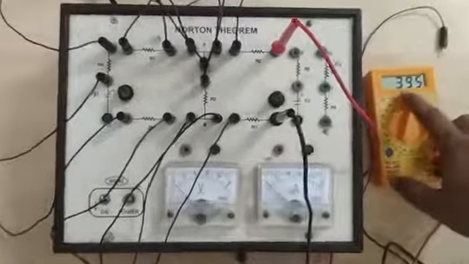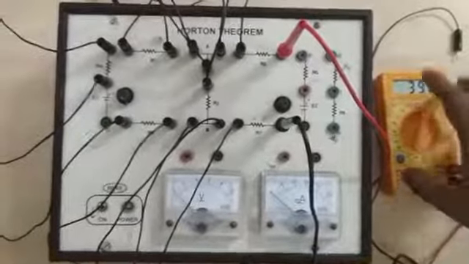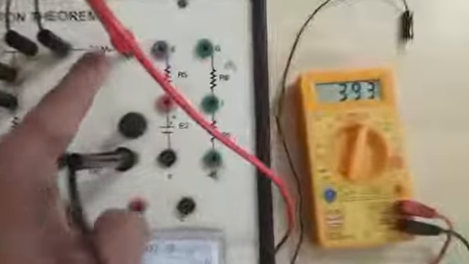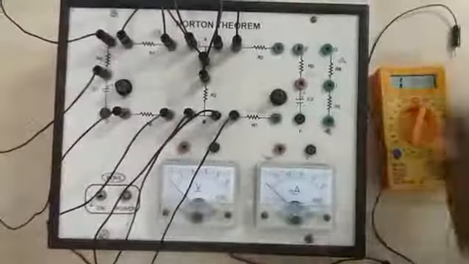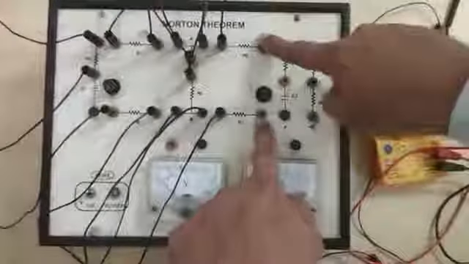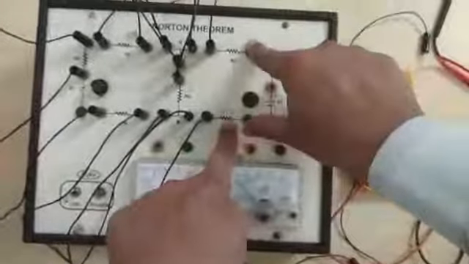I have already disconnected the load terminal and short circuited the voltage source. Now just measure its value. It is coming around 395 ohm. So this is your value of equivalent resistance across the load terminal. After this, we have to calculate the short circuit current across this terminal, that is your short circuit current ISC.